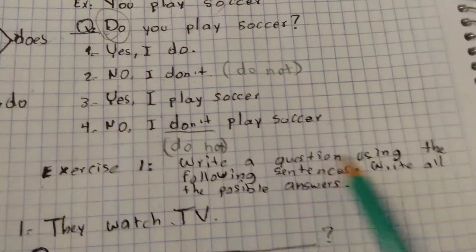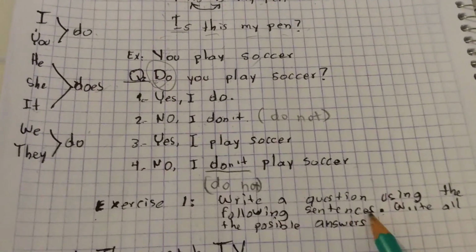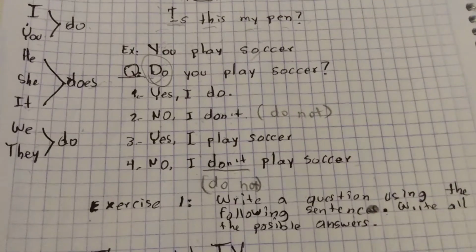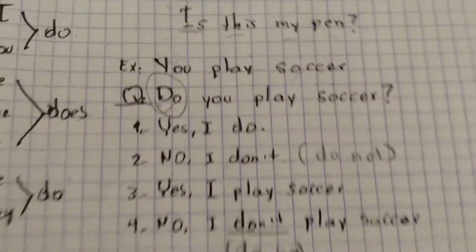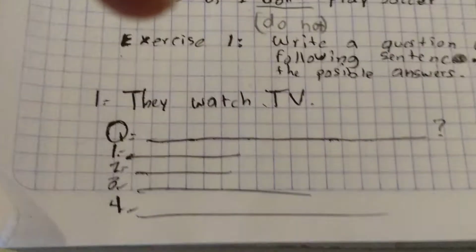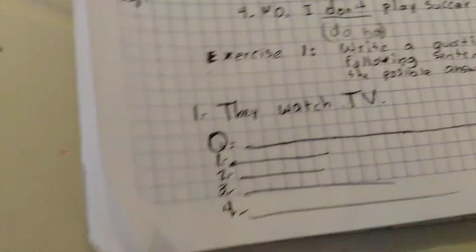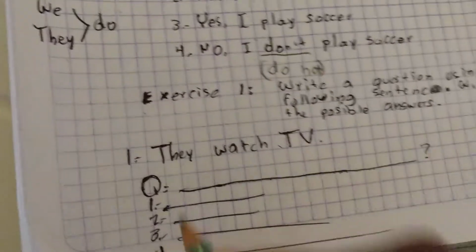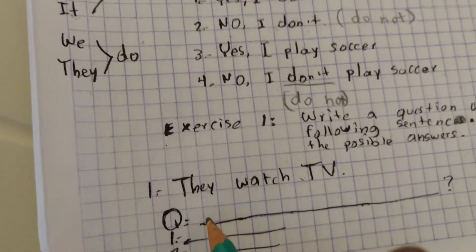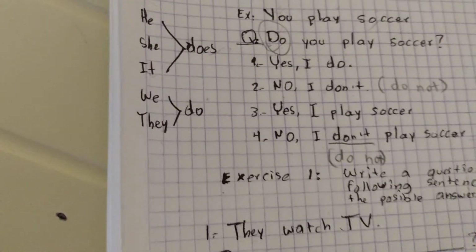Write a question using the following sentences, or for the following sentence, write all the possible answers. Just like my example, you're going to make a question with this sentence. They watch TV. So, if you're really smart, which I think you are, tell me how to begin your question. With what word, per se? There you have it.